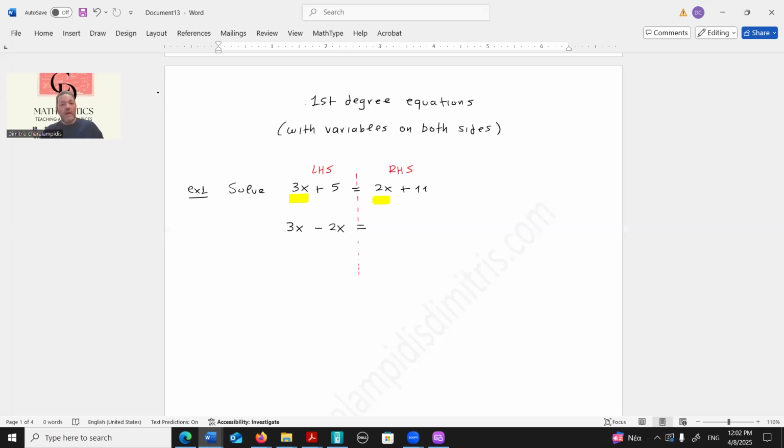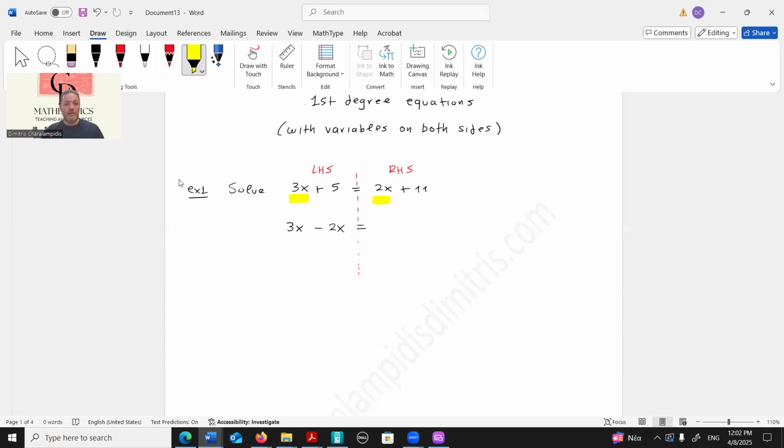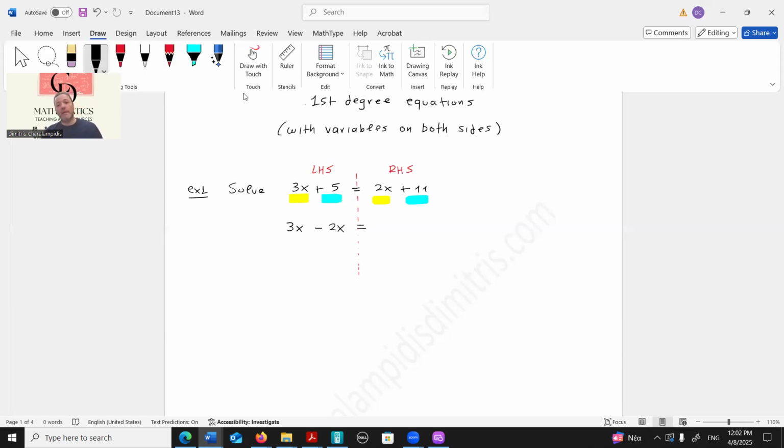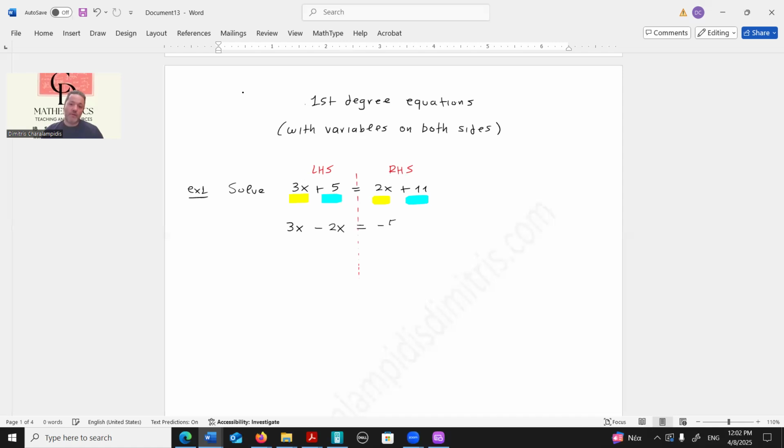And now everything else, meaning the constants, in this case the 5 and the 11, should move respectively to the right side. 5 was on the left. It will move to the right by changing its sign. It's going to be minus 5 plus 11.